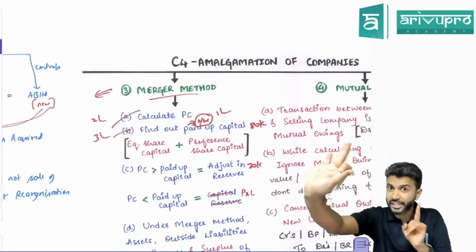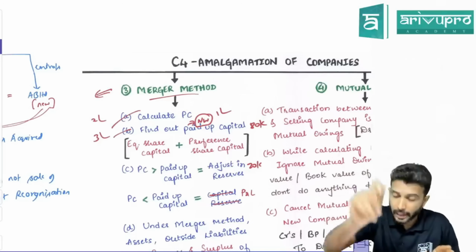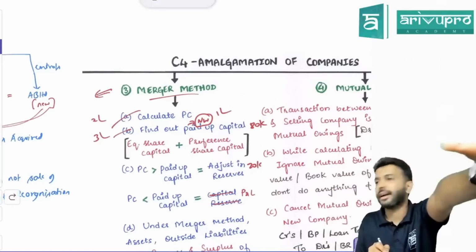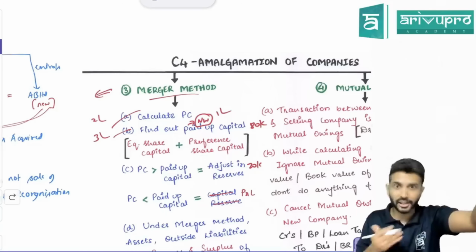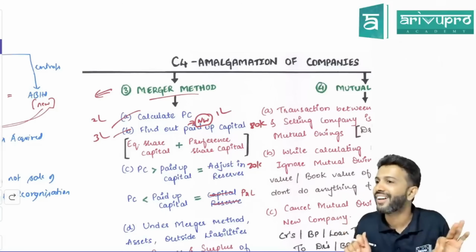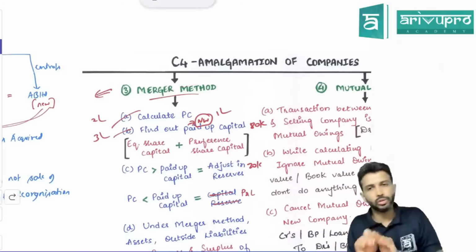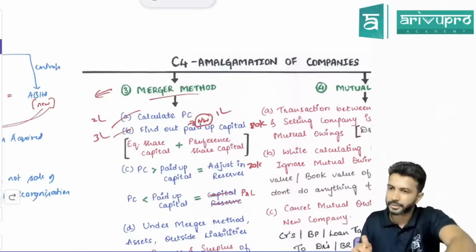For now, what is the main change there? Loss means adjust it in reserve. Profit means don't transfer it to capital reserve, transfer it to P&L. If study material changes, I will also change. For now, let it be like this. They have not changed, so I will also not change. And which method? Only for merger method you will do this. Purchase method, whatever we discussed, is the same thing.